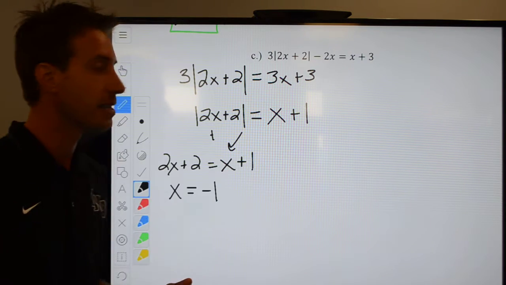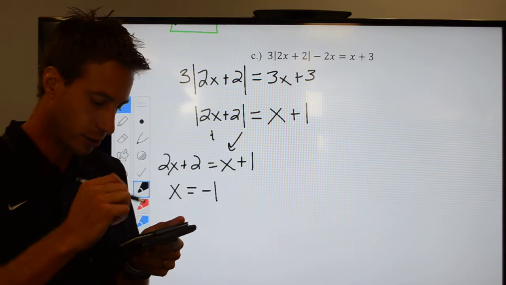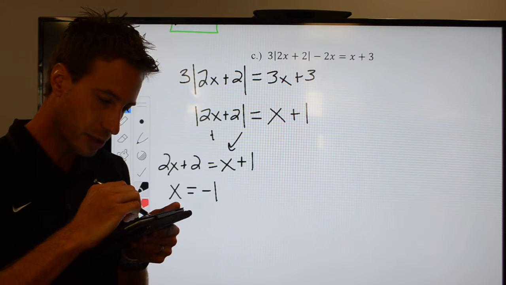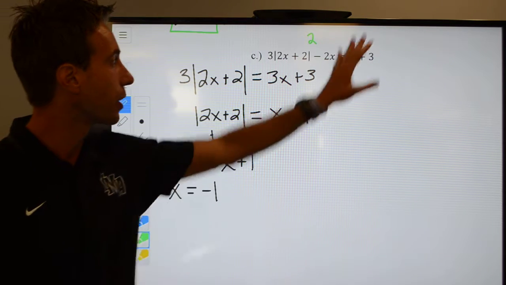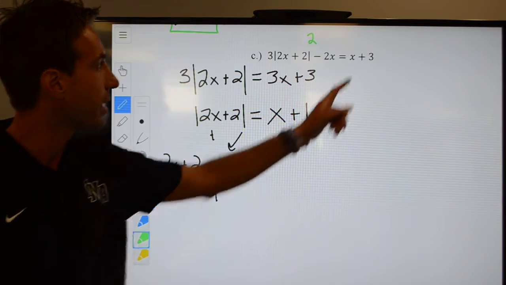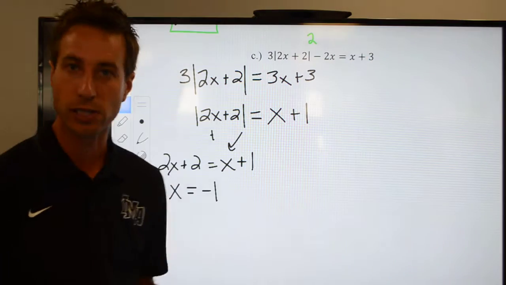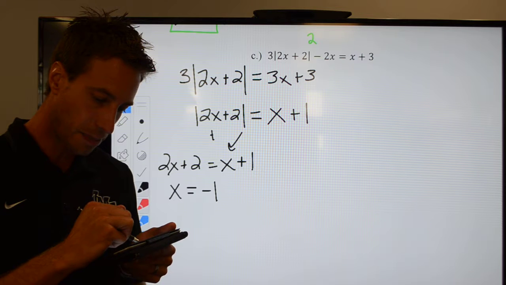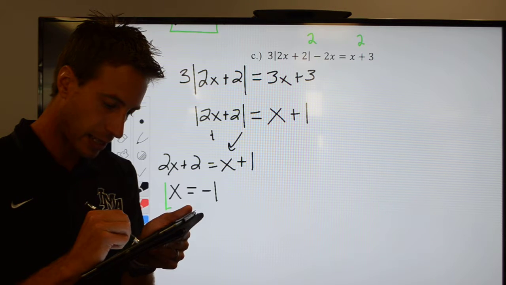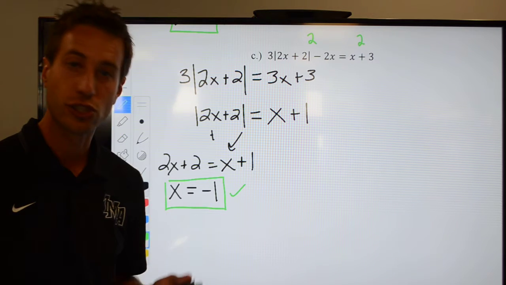Negative 2 times a negative 1 would be a positive 2. Let me write a positive 2 up here just to help us keep track of it. Let's figure out what happens over here. I plug in the negative 1 plus 3. That's right, it is a positive 2, and this answer checks out.